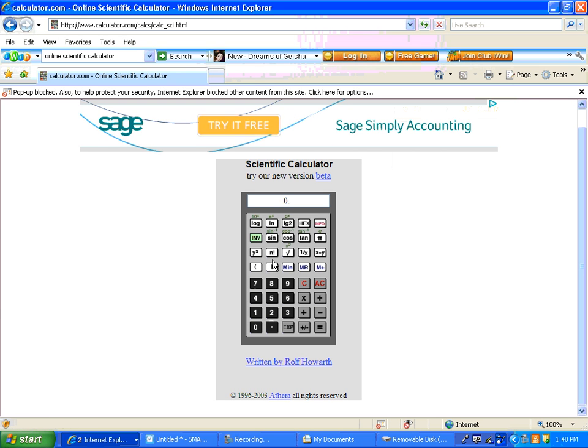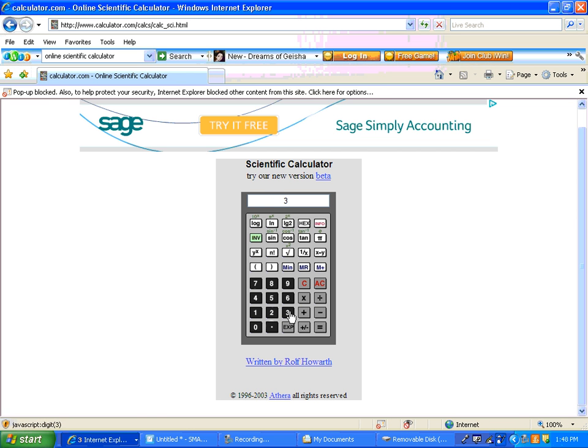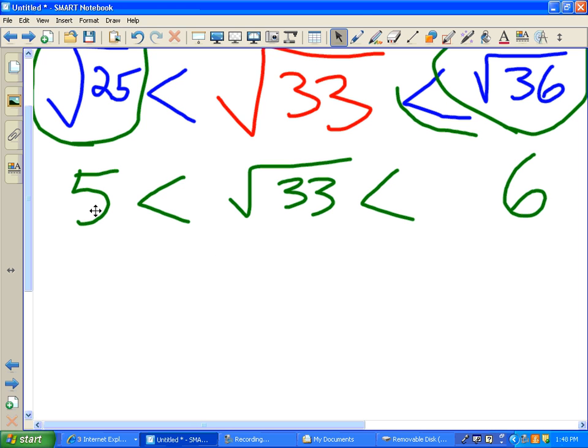Okay, I got myself a calculator here again. So I want to know what the root of 33 is. So I simply go the root of 33, and I'll click that one right there. The answer is 5.7. So all I did was punch in 33 and then press the root sign, and my answer is 5.7. And we know it was going to be between 5 and 6 anyway. And of course our answer is 5.7 for our root of 33.